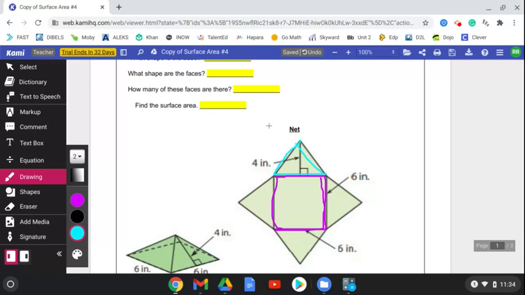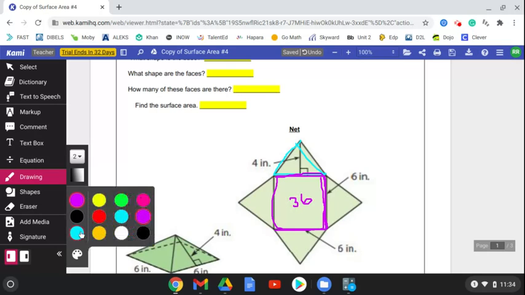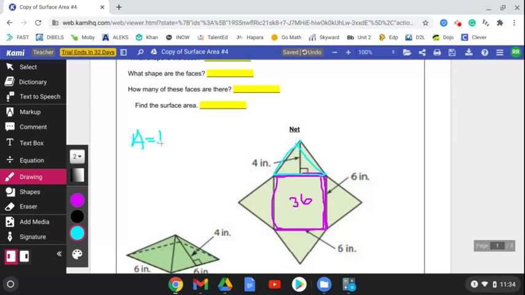So find the surface area is the next question. So first, let's find the area of the square. It's a 6 by 6, and so 6 times 6 is 36, right? Now, area of a triangle, we know area of a triangle would be 1/2 times the base times the height.